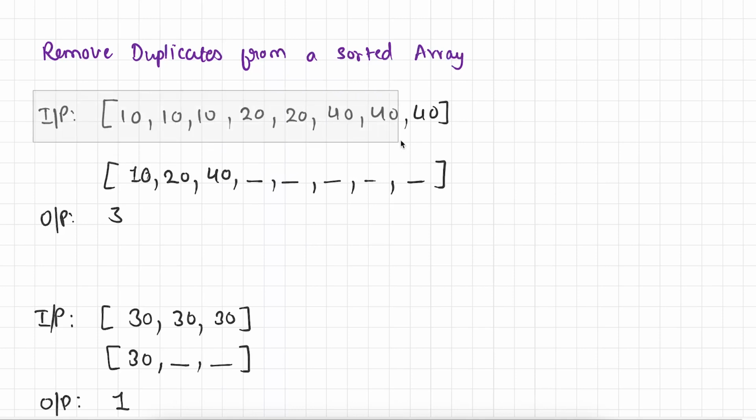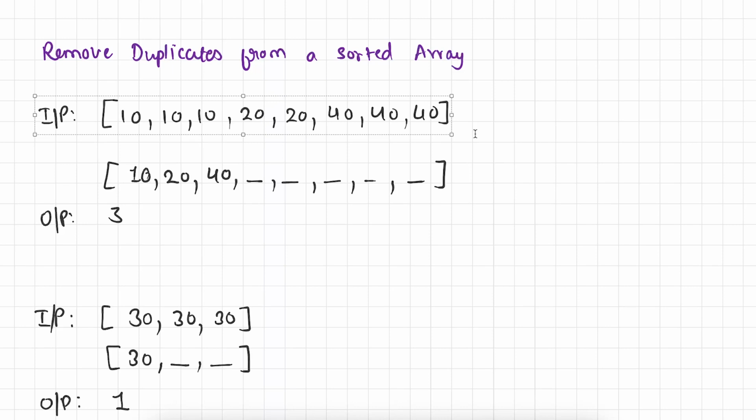So here we have an array, and in this array you can see that there are numbers 10, 10, 10, 20, 20 and 40, 40, 40. As you can see here, there are multiple copies of 10 present in this array, and similarly multiple copies of 20 and multiple copies of 40.